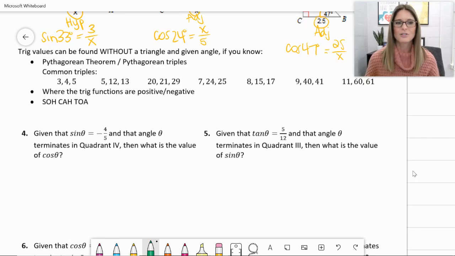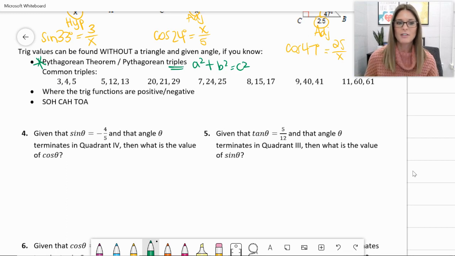On our notes here, I have that trig values, sine, cosine, tangent, can be found without a triangle and a given angle if you know your Pythagorean theorem or Pythagorean triples. So let me remind you of the Pythagorean theorem, a squared plus b squared equals c squared. That tells me the lengths of the sides of my right triangle, where a and b are the sides of my right triangle and c is always the hypotenuse. If I take those side lengths, square them, and add them together, I find that it is equal to the hypotenuse squared.